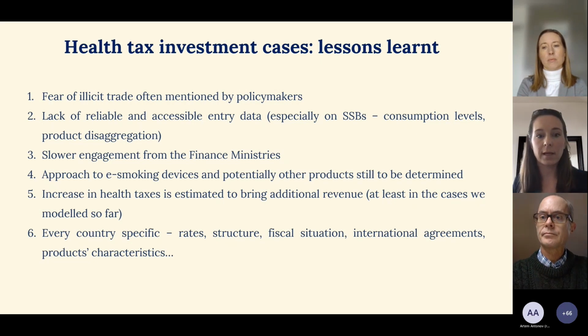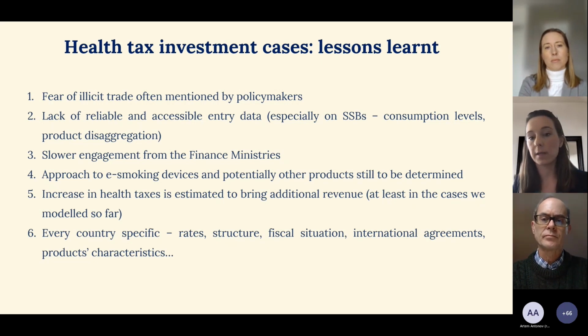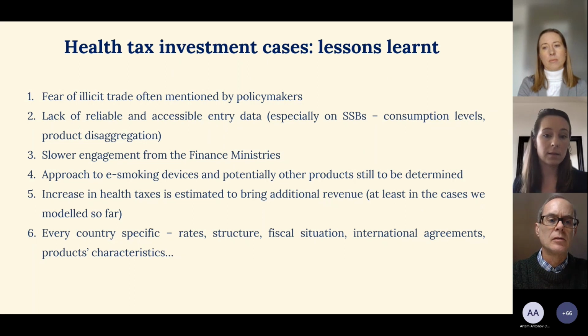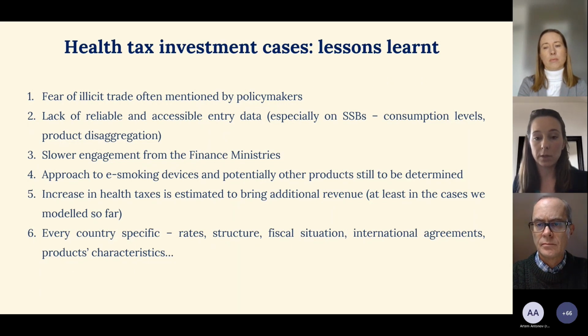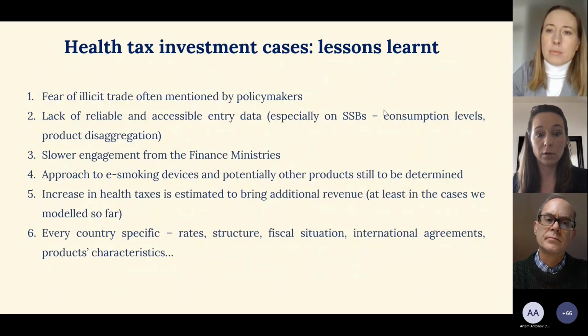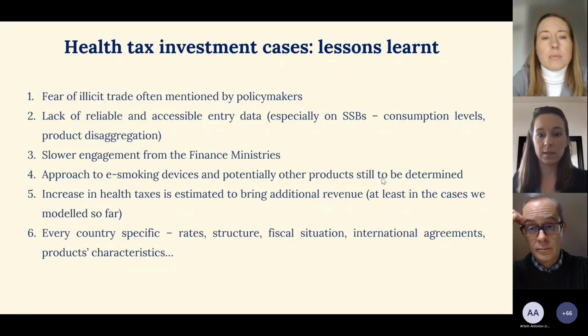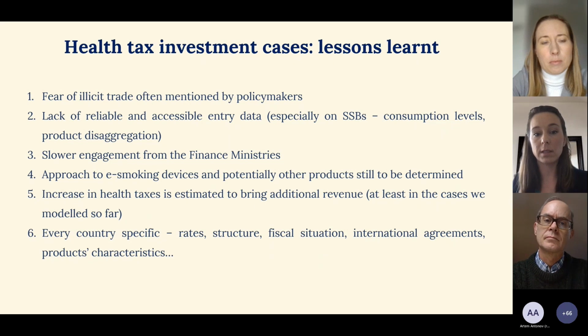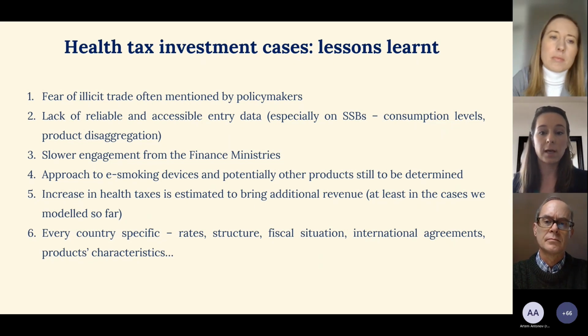What can be expected a little bit? There is usually higher engagement from the side of the health stakeholders, ministries of health and other stakeholders. But not surprisingly, it's not always the case. We have countries where the ministries of finance are also very well engaged, and it enhances the cooperation a lot. What still needs to be determined is the approach that we would take on e-smoking devices and potentially other products.